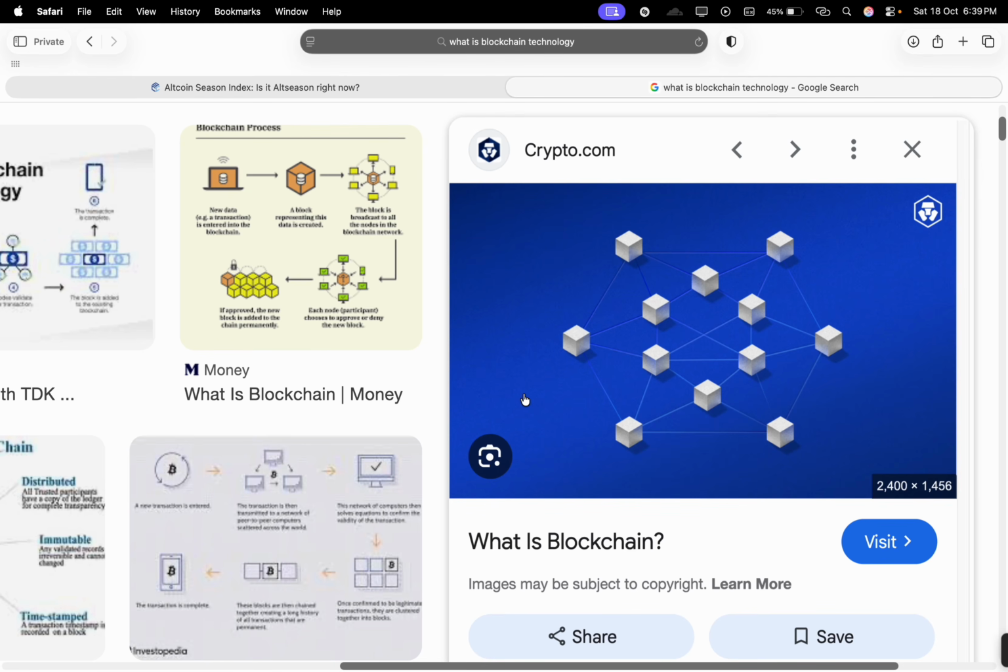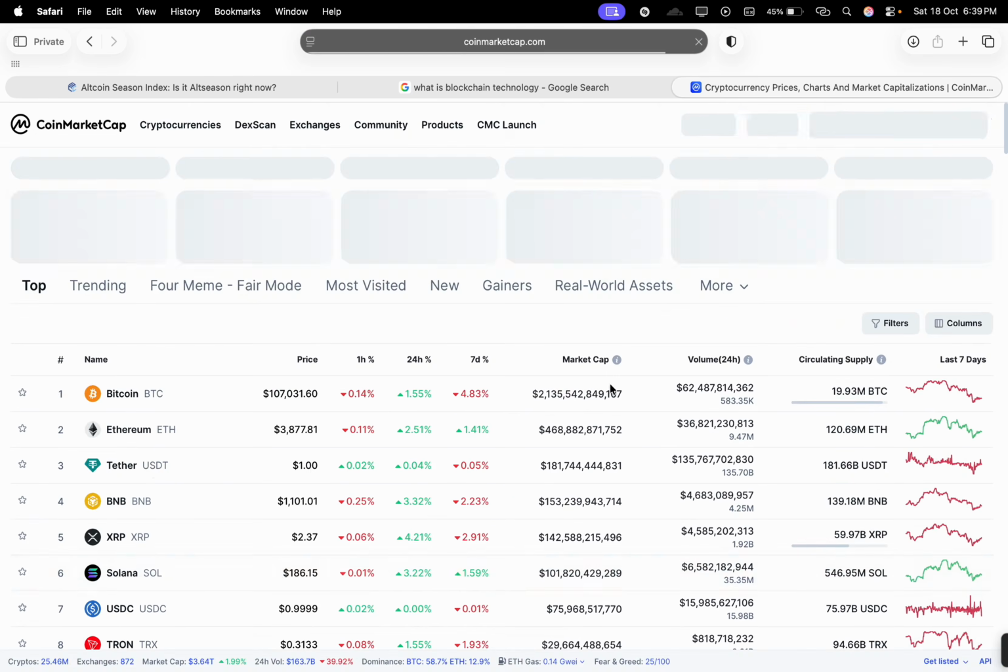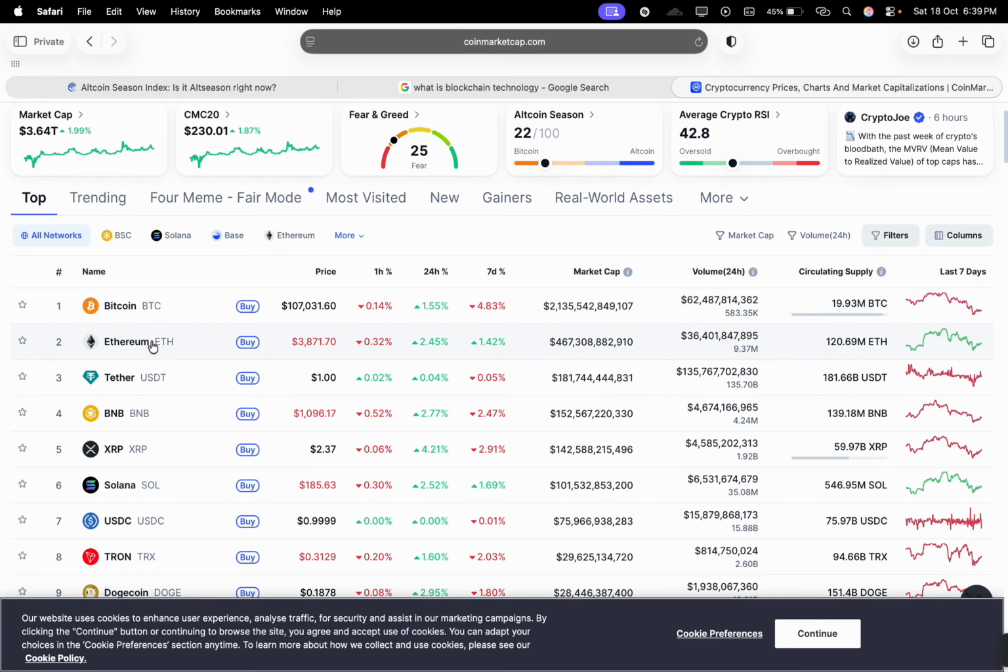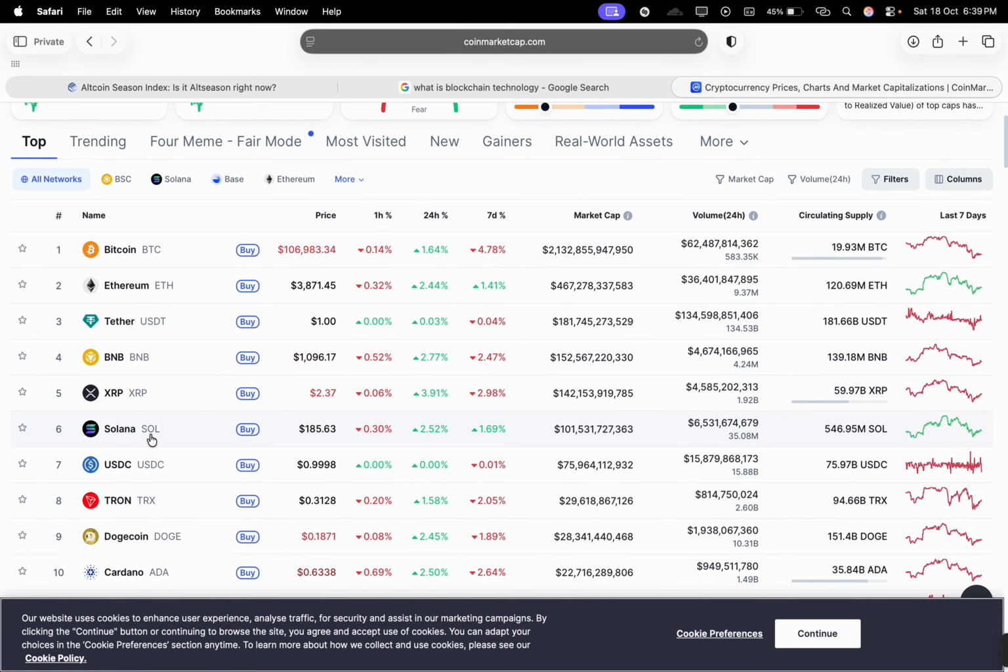There are different blockchains. Bitcoin is a blockchain, Ethereum is a blockchain, Solana is a blockchain. You can check it on CoinMarketCap. Here Bitcoin is a blockchain, Ethereum is a blockchain, and Solana is a blockchain. They maintain their own transaction records.